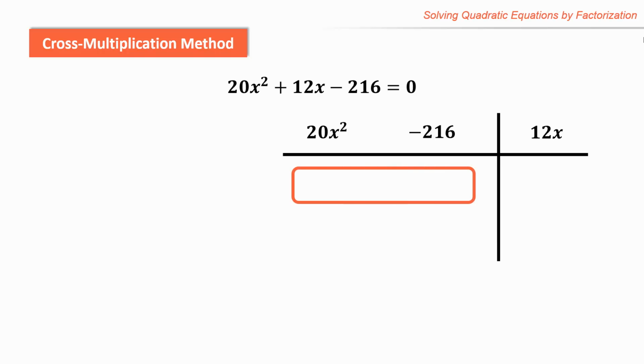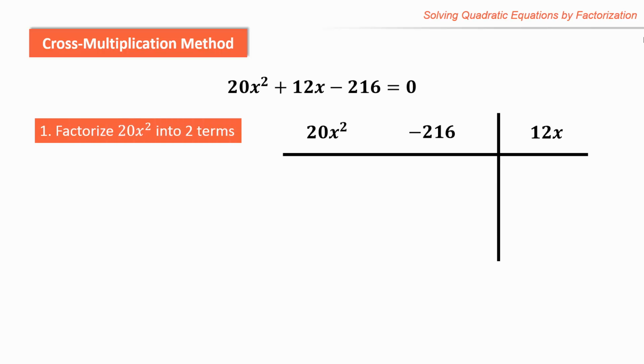These rows here will contain the factors that we want to find. Listen very carefully to the following procedures. In step 1, we need to factorize 20x squared into two terms and list them out here as two rows. Since we know both our factors are linear and each one must contain an x, we can safely put one x here and one x here.